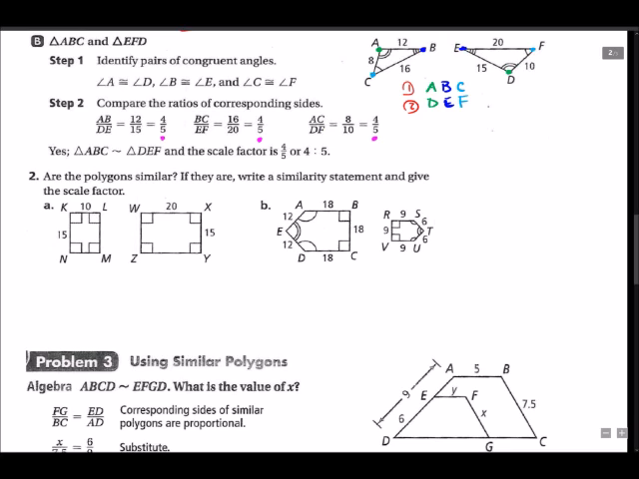They are the same. So yes, we can write a similarity statement. And we already put them in order with our angles. That is a really good way to start. So I can just go triangle ABC is similar to triangle DEF. And what is our scale factor?